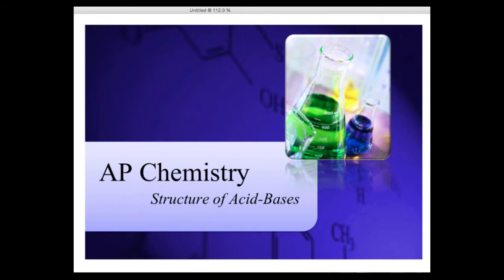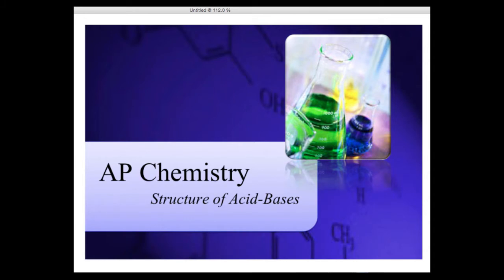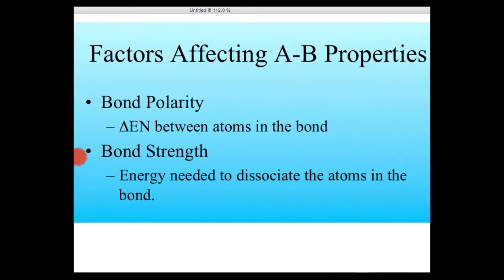So if we understand the atomic structure of the elements or the particular compounds we're talking about, we can go ahead and explain why we see those various properties. Okay, so let's go ahead and start with the first part, which is to look at the factors that affect acid and base properties. So what we're looking at are two things. We're looking at the bond polarity. So we're looking at how polar the bond is. We're talking about the positive and the negativity of it.